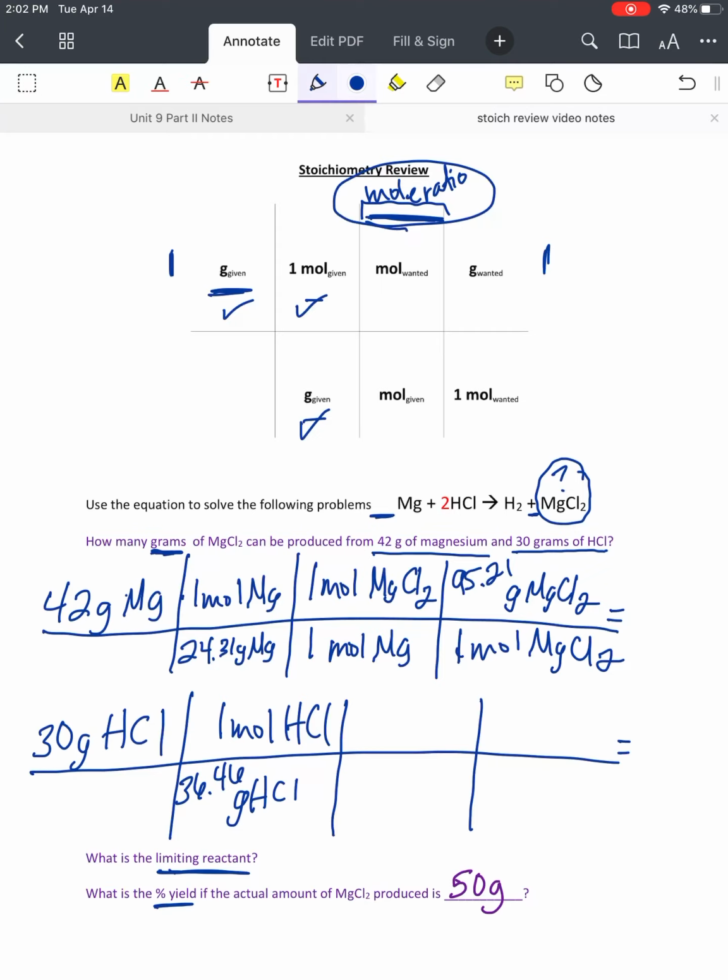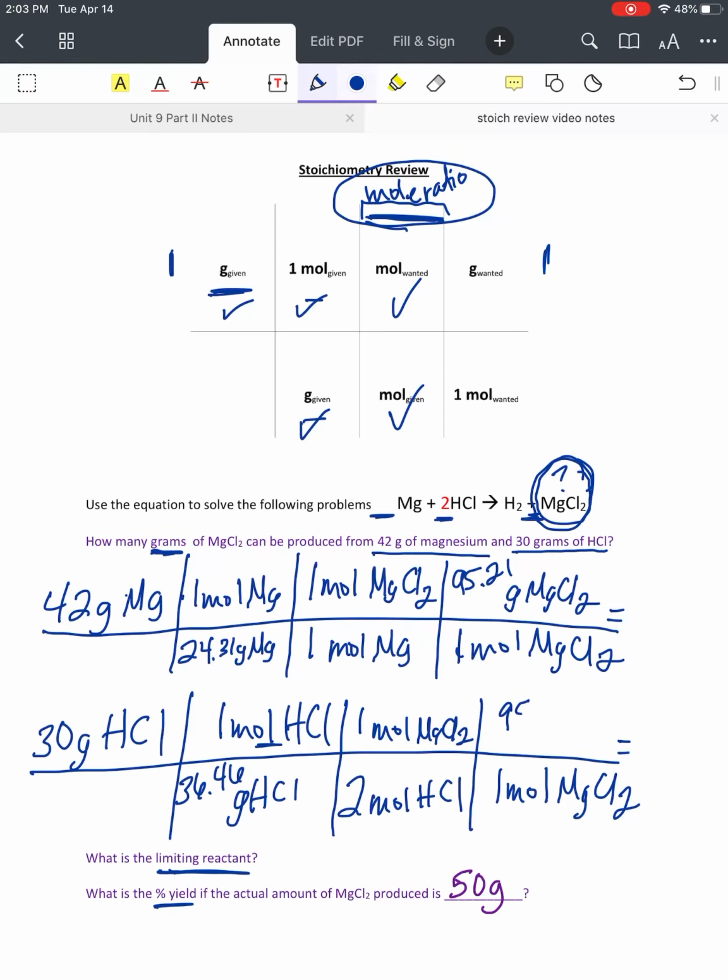Now I'm ready for this mole ratio. So I'm gonna look up at my equation. I know that moles of HCl need to go on the bottom because that's what's on the top right here. How many moles of HCl do I have? I have 2. Okay, I'm still looking for this magnesium chloride. How many moles do I have in my equation? An invisible 1. Okay, so now I've done my mole ratio. I'm good with that. Now I need to go from moles to grams. How can I do that? I'm gonna use my molar mass.